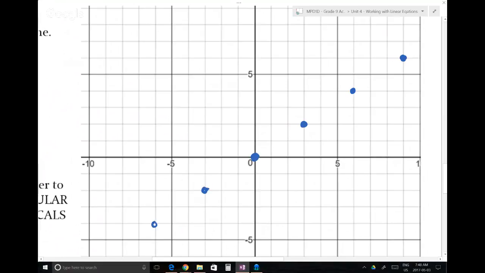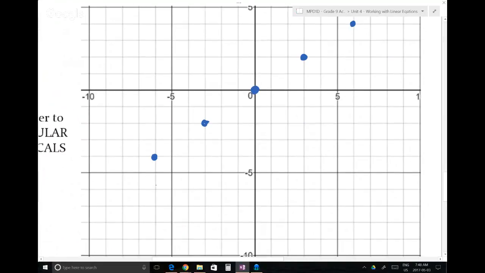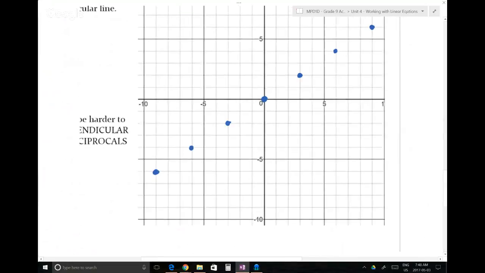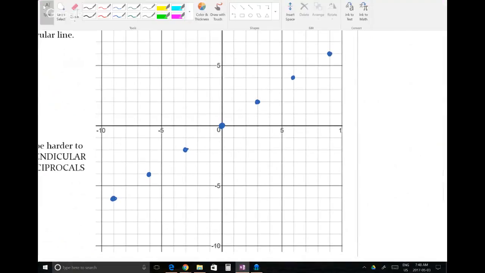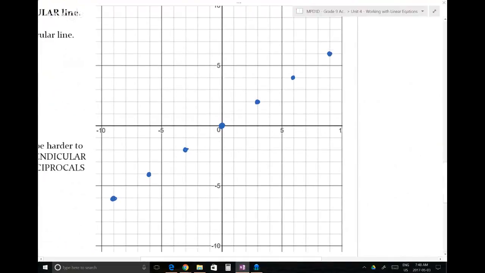But I want this one to be done really carefully. So I'm going to put a few of these on here, just like that. And I'm going to do my best to draw a really straight line. Now, I, of course, have an advantage in that I can just draw a really straight line. But I want you to do your best to do the same. So there is my really straight line.